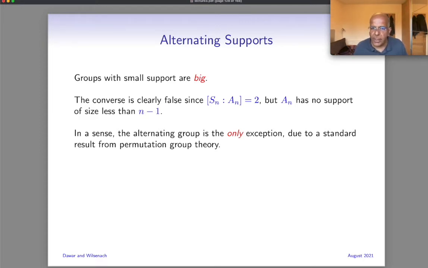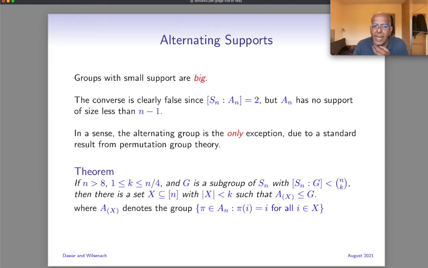So what is the sense in which this is the only exception? Well, what does it mean to say that a subgroup of Sn has small support? It means that it contains within it the set of all permutations on a large subset of n, right? So if G, which is a subgroup of Sn, has a support X, then all permutations of n without X, which is a large symmetric group, are inside G. So G contains a large symmetric group as a subgroup. That's what it means to have small support. What we can show is that any large subgroup of Sn contains within it at least a large alternating group, if not a large symmetric group. So this is what this statement is. This is a classic result of permutation group theory.